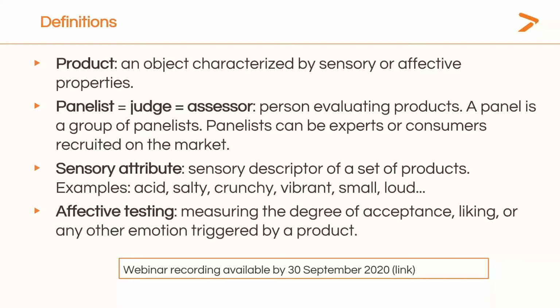Then affective testing is measuring the degree of acceptance or liking or satisfaction or security or any other emotion triggered by a product. So there are 2 distinct blocks of variables we'll be investigating today: sensory attributes, or how the products are perceived by human beings, and the emotions that are triggered by these products. And today we're going to relate both blocks of variables.